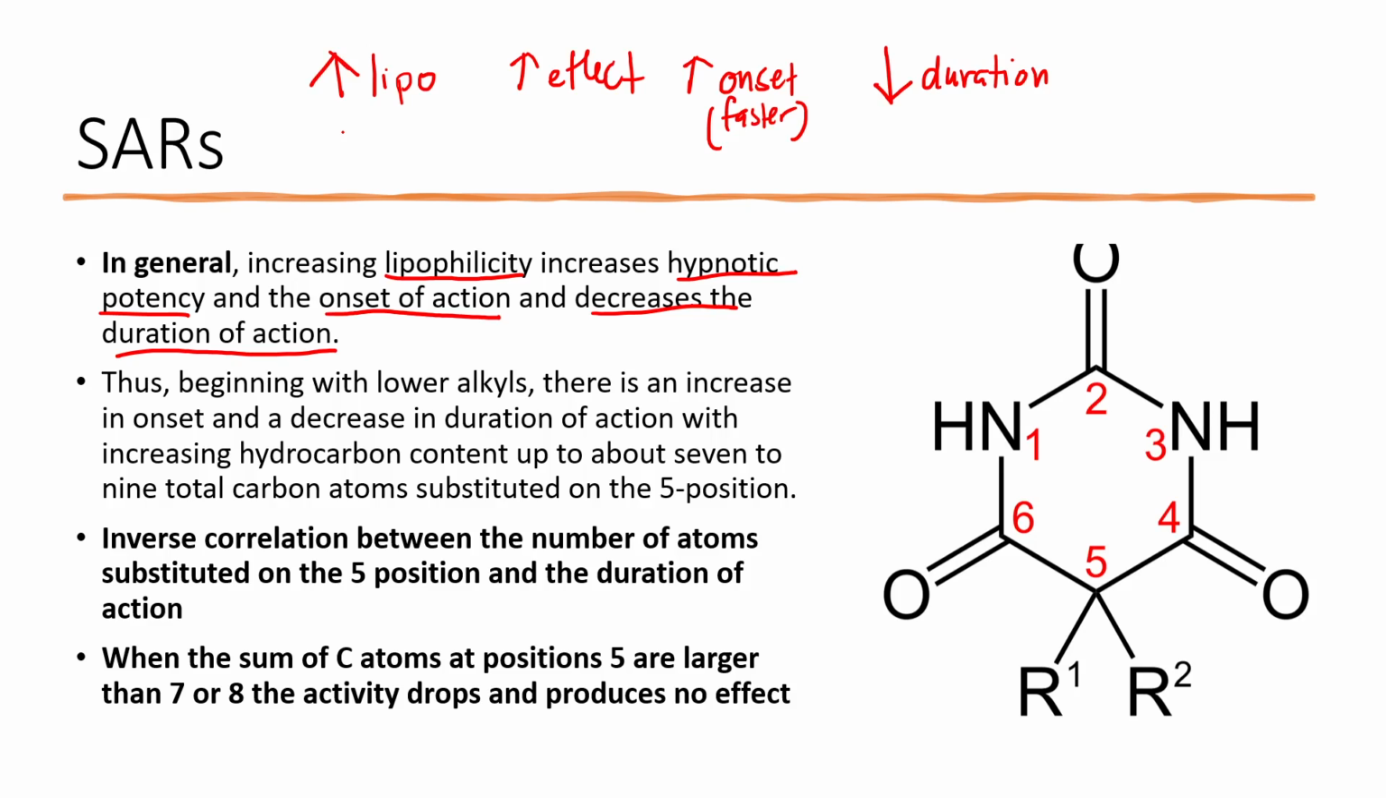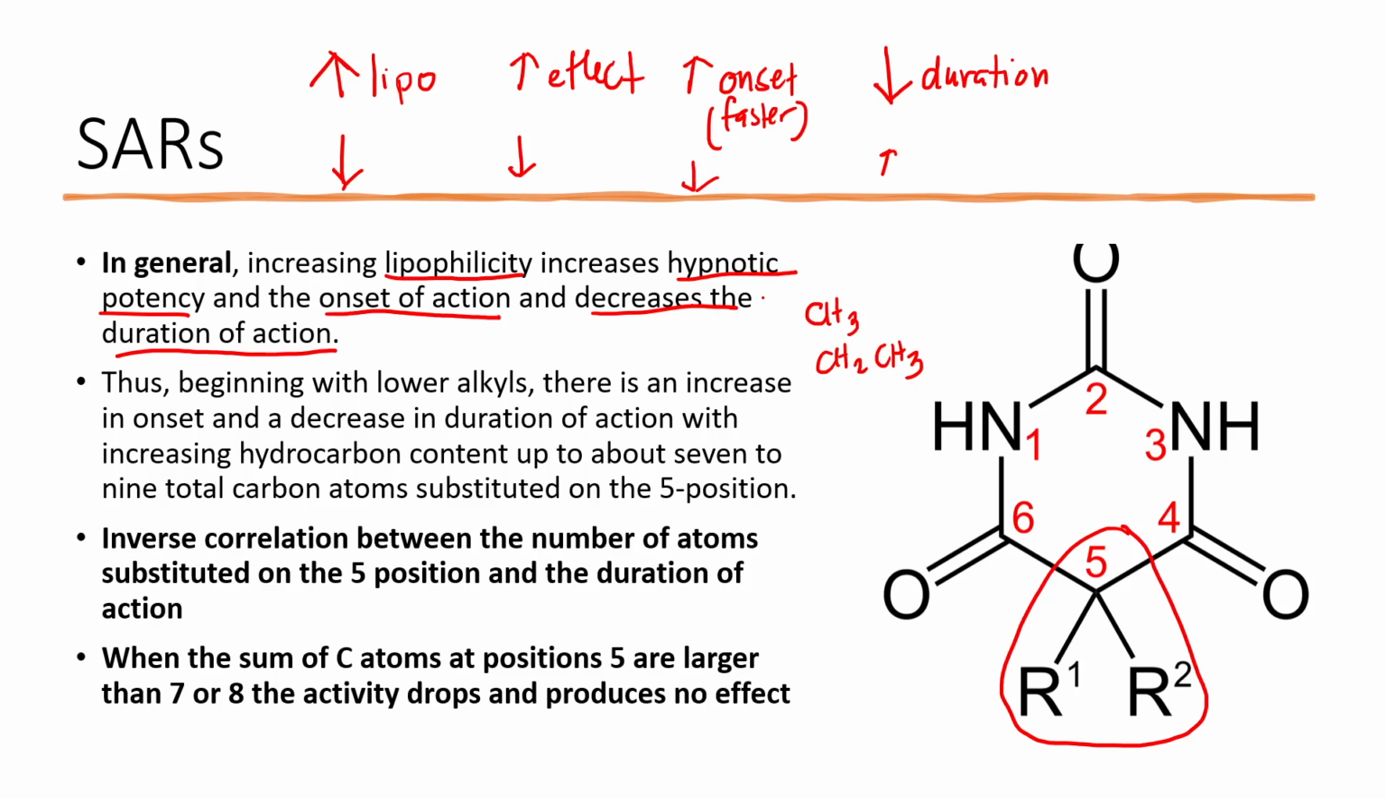So the opposite is also true. If you reverse the relationship, you have a lesser effect, a slower onset, but a longer duration of action. Okay, so beginning with the lower alkyls, there is an increase in onset and a decrease in duration with increasing hydrocarbon content up to the 7 to total 9 position. Okay, so at 5 right here, you can substitute alkyls. You can substitute methyl or ethyl or any longer chain.